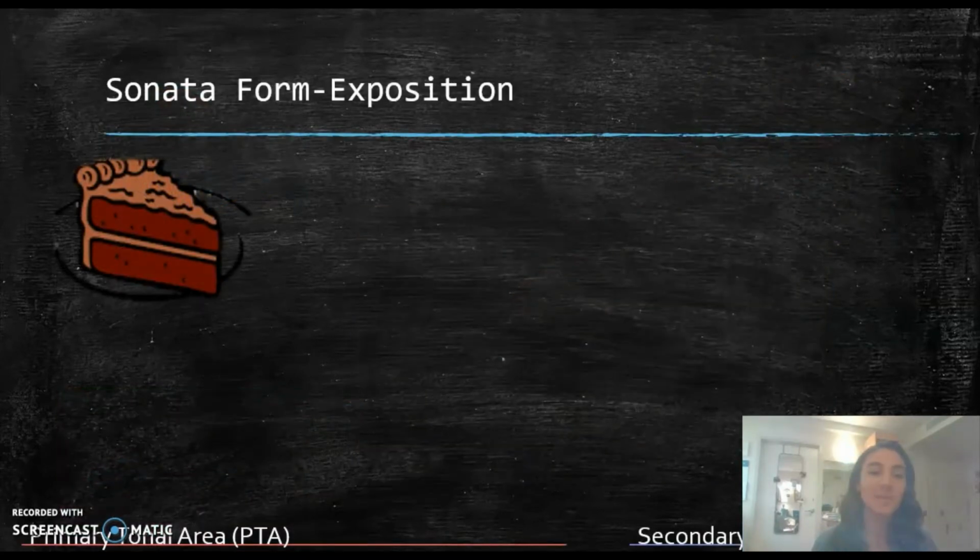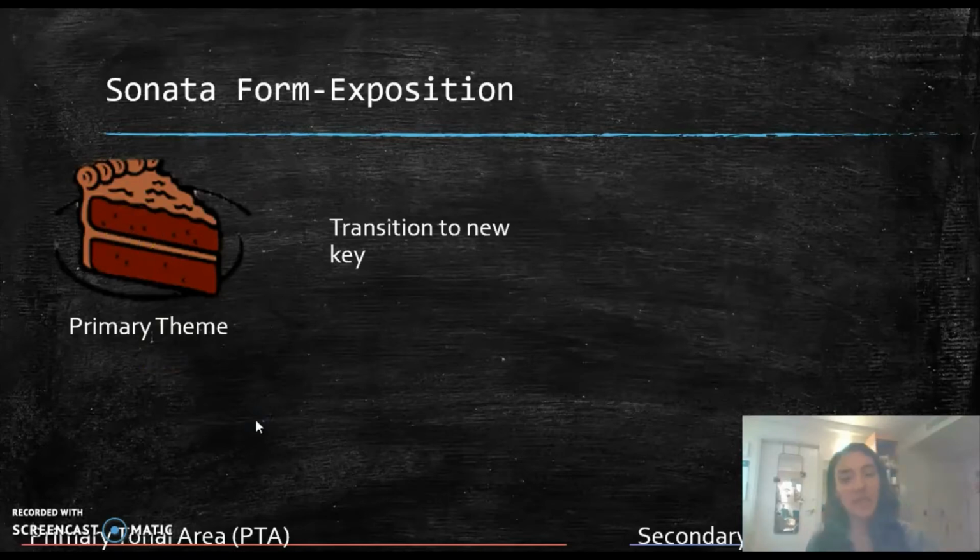Let's talk about sonata form. Sonata form has three main parts: exposition, development, and recapitulation. For this, I'm going to use cake for our little model here. The frosting of the cake is going to represent the theme, and the actual cake part is going to represent the key that theme is in.